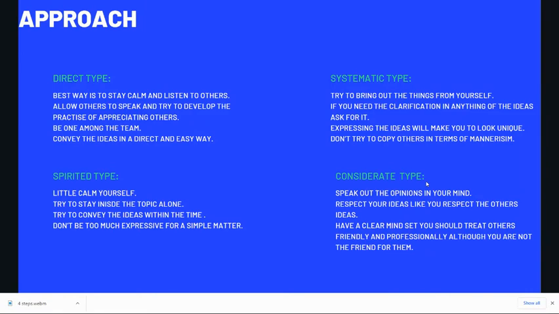Okay, when you are the spirited type, calm yourself a little. Try to stay inside the topic. Don't go outside the topic. Don't speak too much out of topic. Try to convey the ideas within the time. Don't be too expressive for a simple matter.